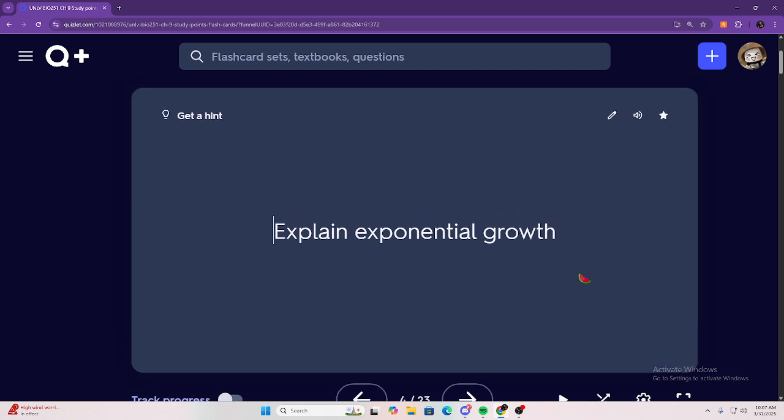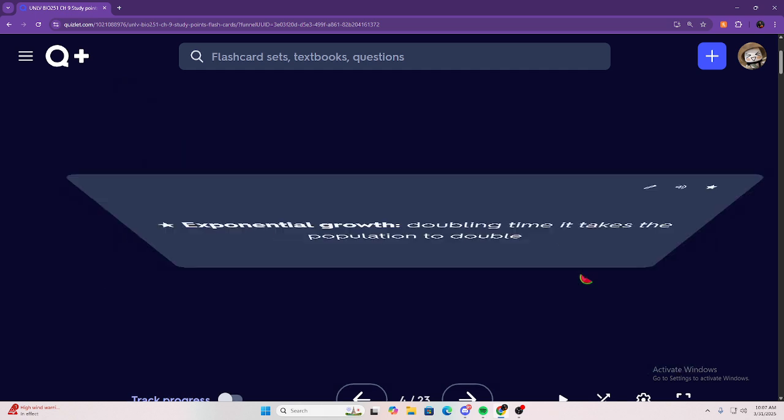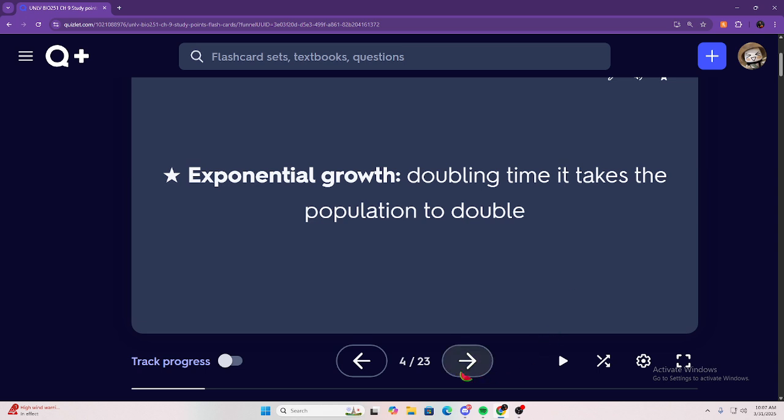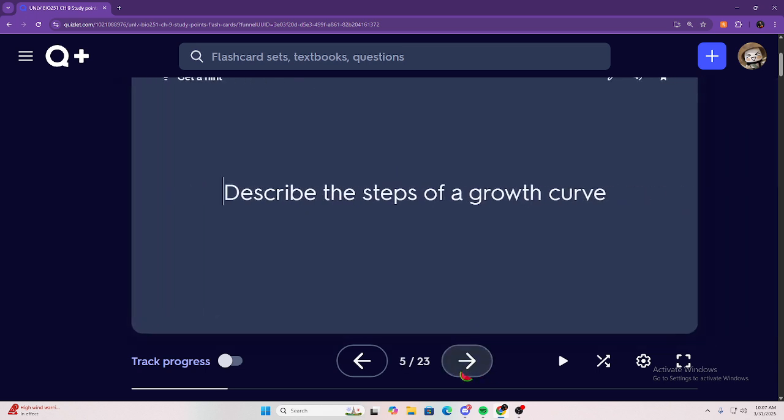Explain what exponential growth is. So exponential growth is basically the growth curve we see when we observe how long it takes a bacteria to grow, and it's going to correlate with doubling time. So doubling time is basically how long it takes a population to double and exponentially grow.